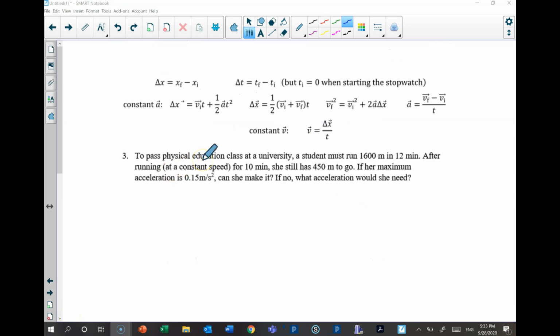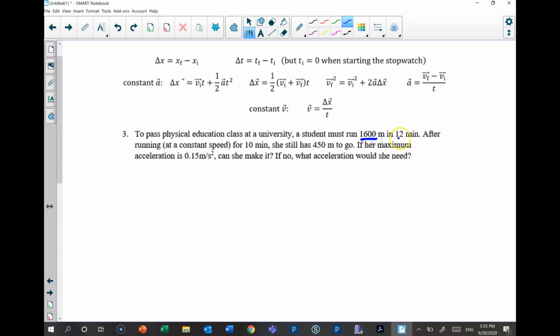To pass a PE class at university, a student must run 1,600 meters in 12 minutes. After running at a constant speed for 10 minutes, she has 450 meters to go. If her maximum acceleration is 0.15 meters per second squared, can she make it? If not, what acceleration would she need?